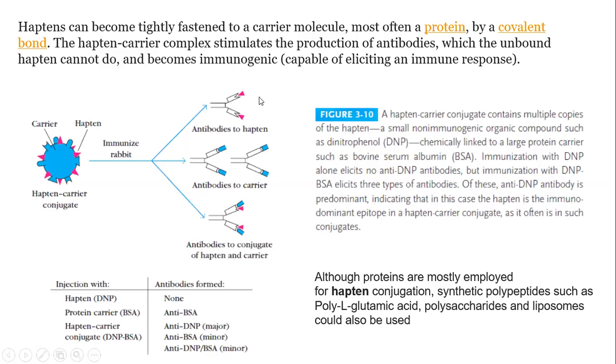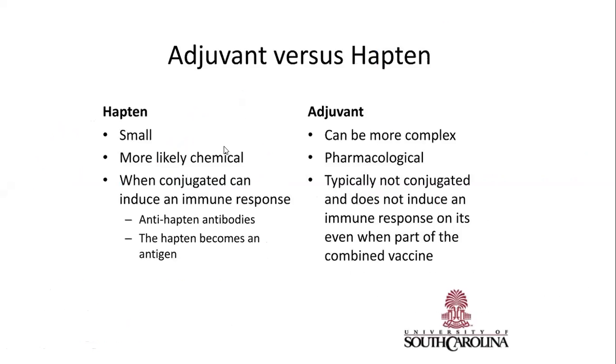It may not elicit an immune response alone, but a combination of these three diverse molecules can elicit the immune response in a better way, not going alone as a hapten. That is the hapten carrier conjugate here. You can look into that in more detail. Synthetic polypeptides such as poly-L-glutamic acid, polysaccharides, and liposome molecules can also be used as carriers for haptens here. So fundamentally, haptens and adjuvants differ in terms of the complexity of the molecules, in terms of pharmacological importance here.